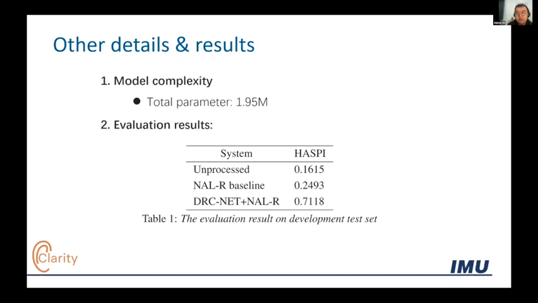So this is our model complexity. The total parameter count is 1.9 million, and the HASPI score on the development test set is 0.71.